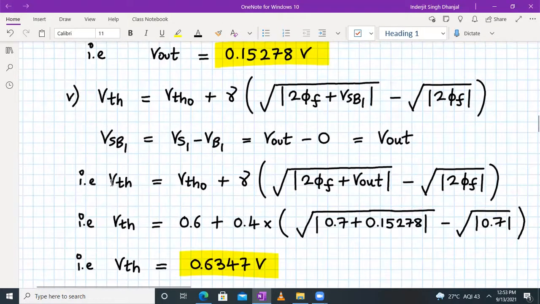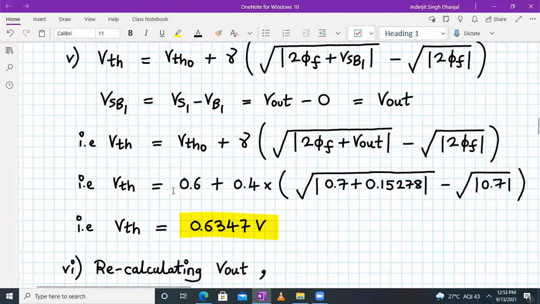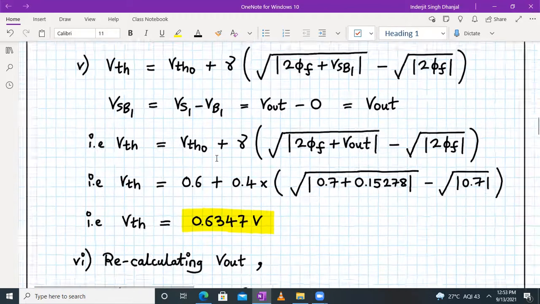So from here, we can recalculate the value of VTH, which will be VTHO plus gamma into square root of mod of twice phi f plus Vout, minus square root of twice phi f, right? So we plug in the values over here. VTHO value is 0.6, gamma value is 0.4, twice phi f value is around 0.7, that is given, right? Let us check that.